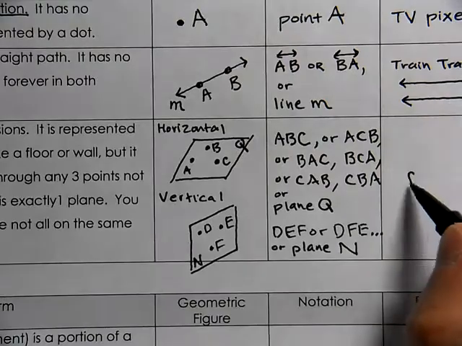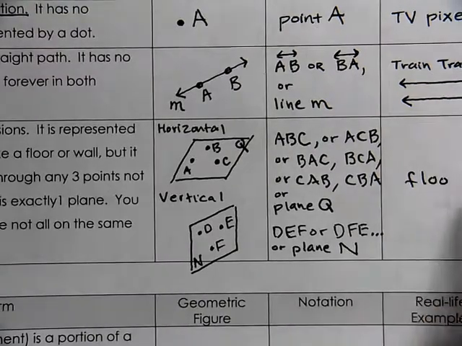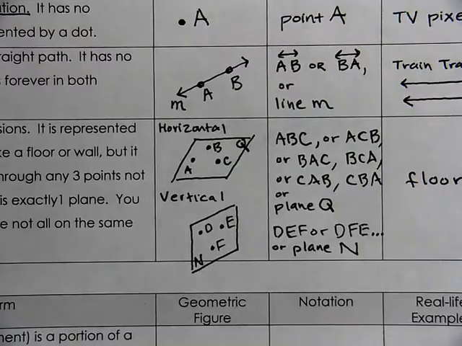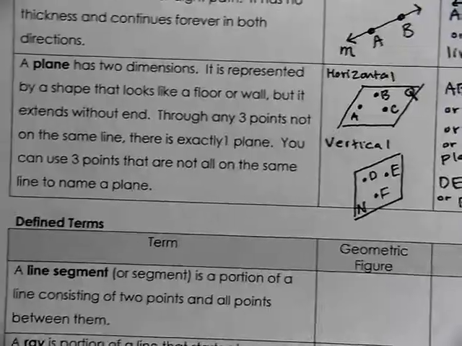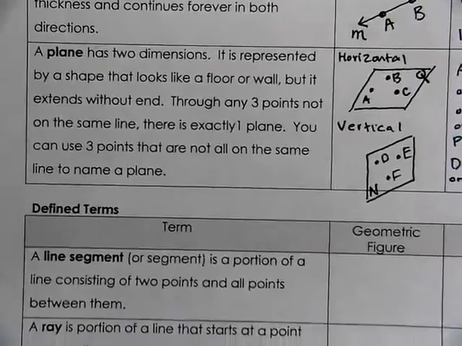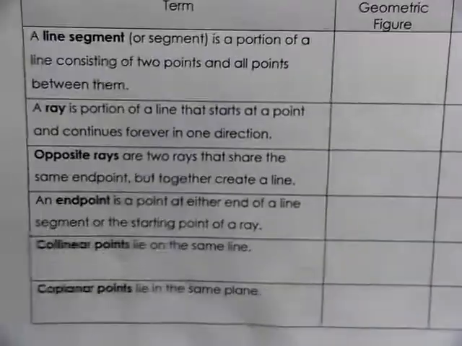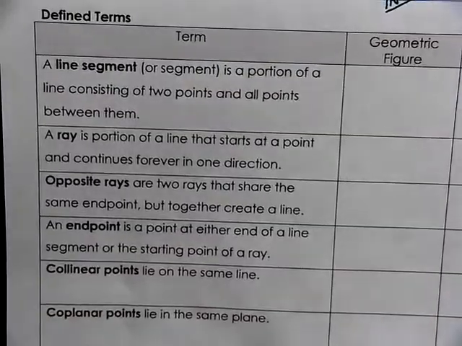You can think of a floor or a wall. The idea, though, is that the floor would extend in all directions without end. In the next section down below, we're taking a look at segments and rays. So let's take a look at some of these.